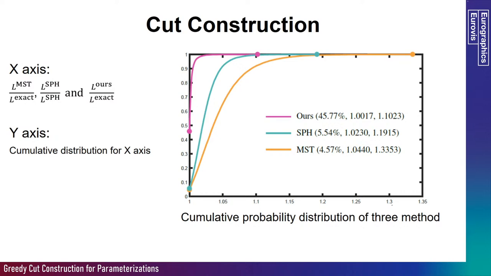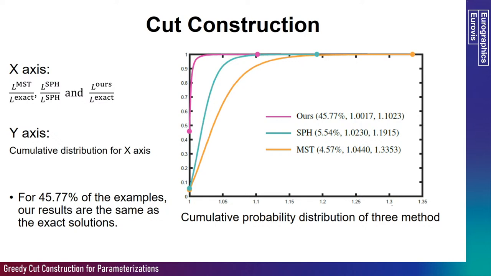accurate feature points. To compare the performance on cut construction, we test our greedy algorithm and two heuristic connection methods on around 26,000 test models, and draw its cumulative probability distribution. The x-axis in the figure represents the ratio of the approximate method to exact method, and the y-axis represents the cumulative distribution of value of x-axis. Our method outperforms the other three methods in average value. For about 45% of the examples, our results are the same as the exact solution.